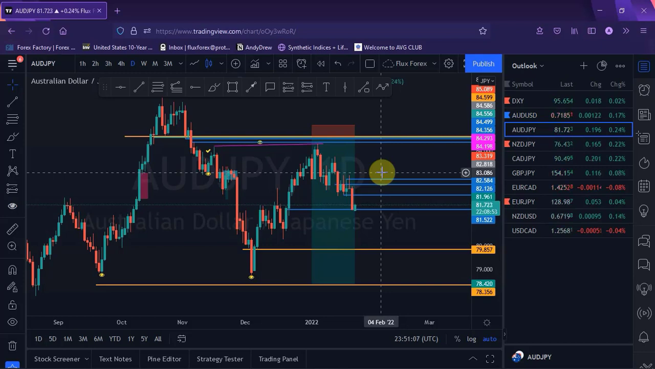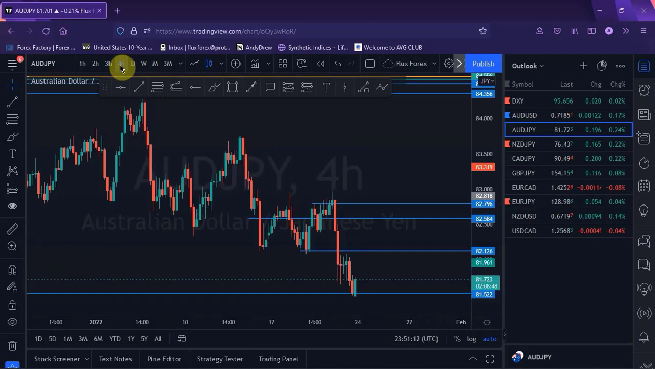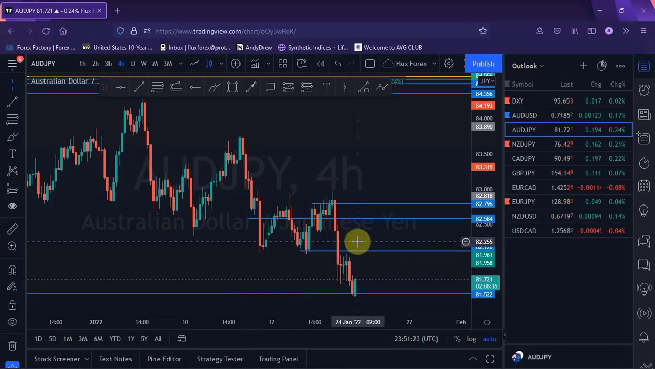So that is that for AUDJPY. Going into this week, I'm still bearish on this pair. I'm actually expecting this pair to bounce off either from this bullish candle we are seeing here, or to get into this low and then we see a sell-off.